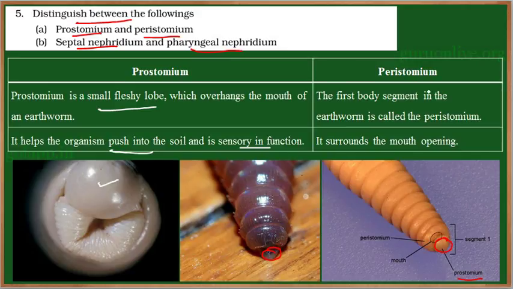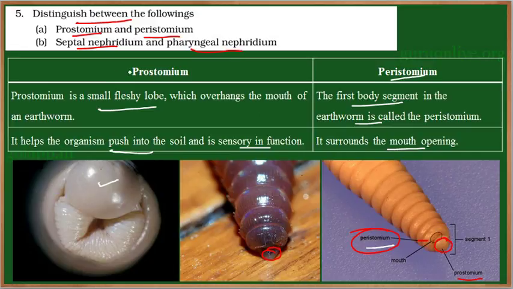Whereas peristomium, there is a slight difference in the term with the spelling: pro and peri. So peristomium is the first body segment in the earthworm. After the mouth parts, this is the first body segment. This first body segment is called peristomium and it is surrounding the mouth opening.